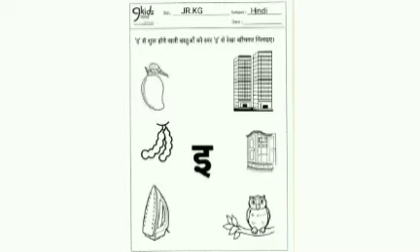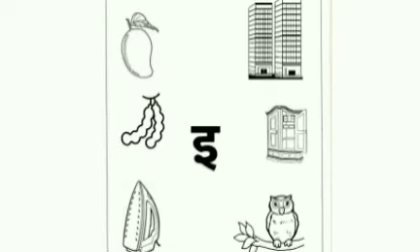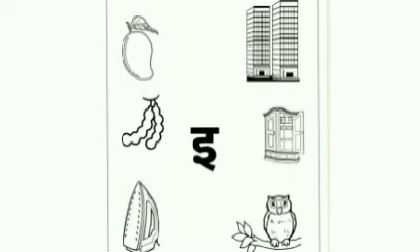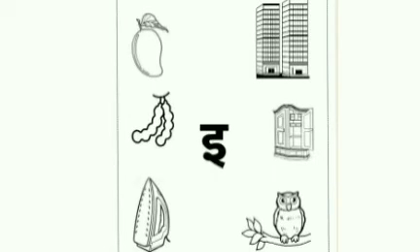Now children, you are thorough with different examples of Swar E. So I will now explain to you the worksheet. Now children, in this worksheet you have to match those pictures which start with Swar E. The first picture is of A se am, which you will not match. The second picture is E se imli, that you will match. The third is E se istri, that also you will match.